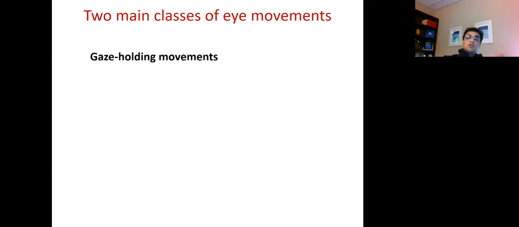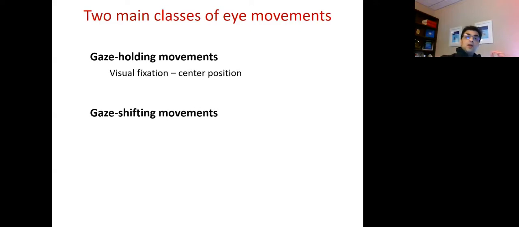So gaze holding eye movements and gaze shifting eye movements, and gaze holding eye movements is visual fixation. So visual fixation is basically you give the subject a target. Sometimes I use my finger, sometimes I use a red pen or red object, red stick, and ask people to just look at it. And I look at it from far and take a look at their eyes to see whether there are any unwanted eye movements or not.